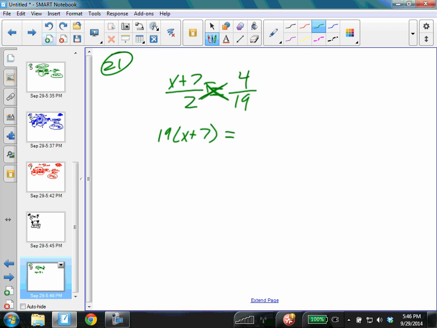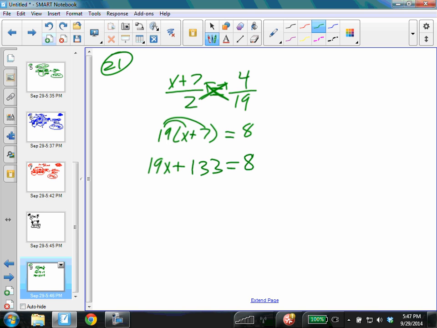And then the other one's simple. 2 times 4 is 8, right? Now, if I'm going to solve this equation, remember I'm just trying to get x by itself, but in order to do that, I'm actually going to go ahead and multiply by 19. I got to distribute it. So 19 times x makes 19x plus, and 19 times 7 gives us 133.